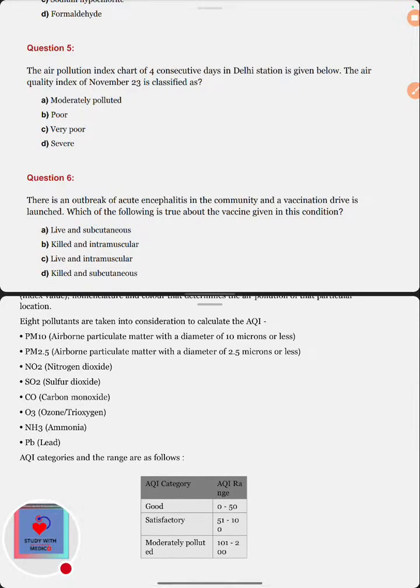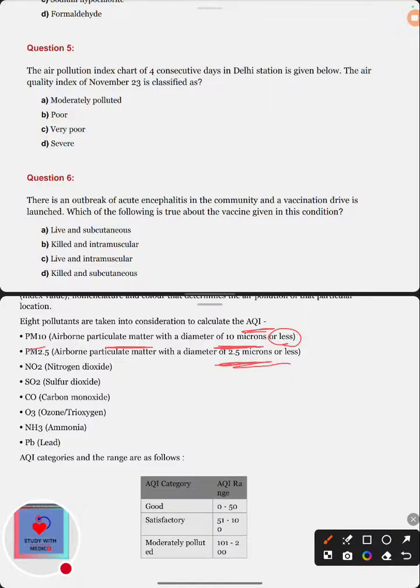So, 8 pollutants are taken into consideration to calculate the AQI. PM10, airborne particulate matter with a diameter of 10 microns or less. Another is particulate matter with a diameter of 2.5 microns or less. Then nitrogen dioxide NO2, sulfur dioxide SO2, carbon monoxide CO, ozone O3, ammonia NH3, and lead Pb.